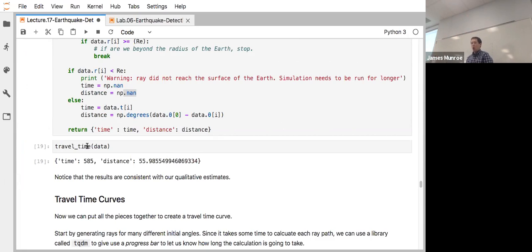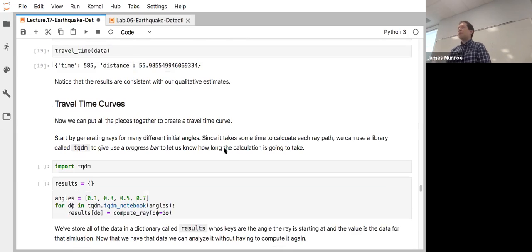What we want to do now is run multiple models. We want to run this model for lots of different initial angles. You can set a ray into the Earth and have it go in at some angle to the vertical. Each one of those angles is going to produce a different kind of ray, and that ray is going to have a different travel time. That travel time is going to be related to the distance that it goes. Let's put these pieces together and create a travel time curve.